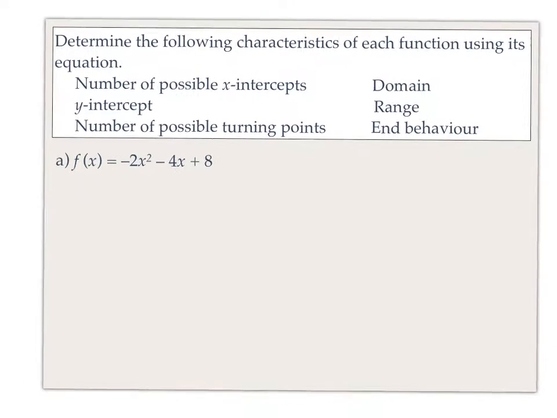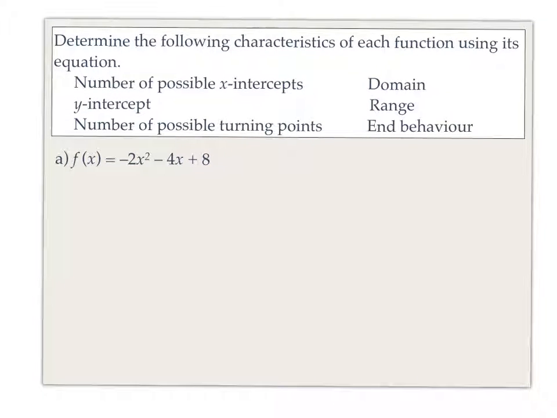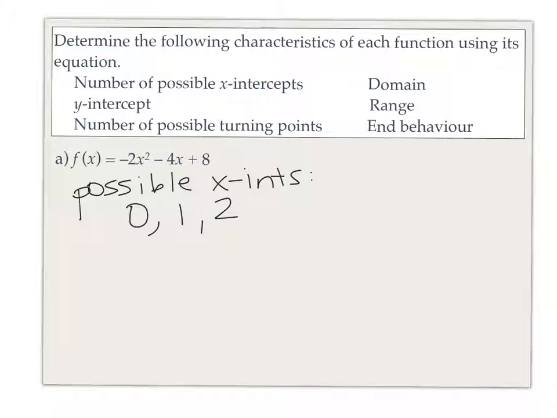Okay, so the number of possible x-intercepts. That is not the number of actual x-intercepts. I know it's really weird, but when it says possible x-intercepts, all you're thinking about is it's a quadratic, so it could possibly have 2. Okay, that's the maximum number. Or actually, you could even write the options: there could be 0 x-intercepts, there could be 1 x-intercept, or there could be 2 x-intercepts. Okay, those are all possibilities, depending on what the graph looks like.